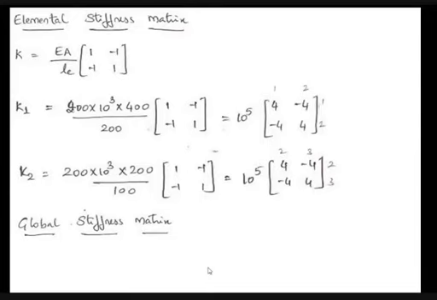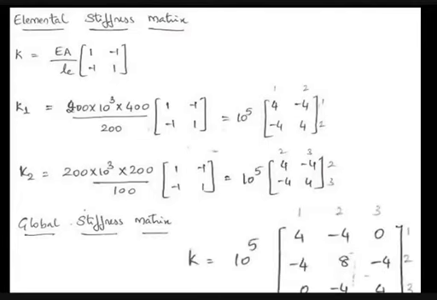Global stiffness matrix will be a 3 cross 3 matrix. K will be 10 to the power of 5, which I'm taking as a common factor for K1 and K2, with rows and columns 1, 2, 3. So if you see 1 cross 1, I have 4. So I'll be writing 1 cross 1 value as 4. Next, 2 cross 1, what is the value? Minus 4. 3 cross 1, so 0. So again, I've got the first row. I can write the column values, so write it as 4, minus 4, 0.